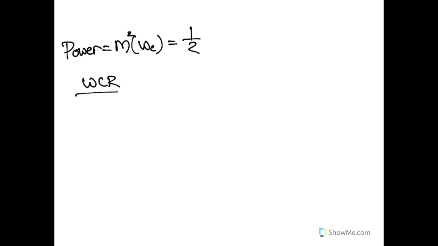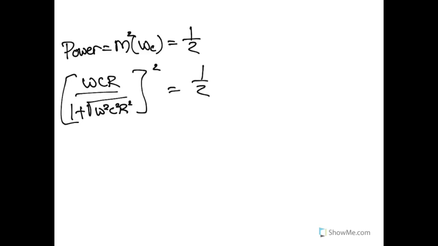To find the corner frequency, remember the corner frequency is when the power of the signal is at half power. So this is when our squared magnitude function is 1/2. We can take our magnitude function from the previous slide, plug it in here and square it. So this would be wCR over the square root of 1 plus w squared C squared R squared. We're going to then square all of that and set it equal to 1/2.